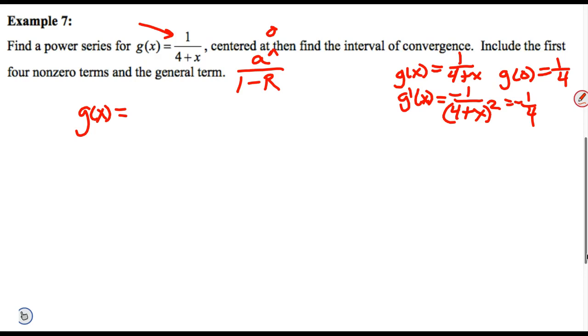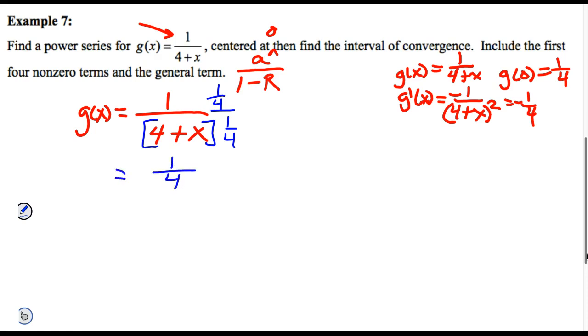What I don't like about this guy is the 4. So what I'll do is totally legal. If I want to get rid of the 4, it's totally legal for me to take 1/4 of it. But if I'm going to take 1/4 of the denominator and I want to keep it still equal, I have to do 1/4 on the numerator as well. Technically, I've multiplied it by 1. That's always legal in math, and it's done a lot, right? 1 disguised as something a little funky. So when I now write it, I'd have 1/4 over 1 plus what? X over 4.